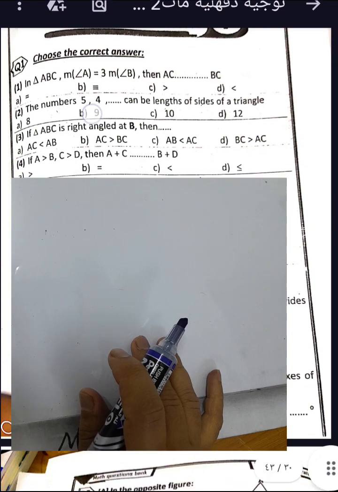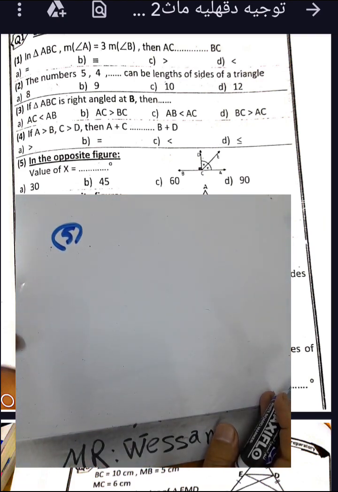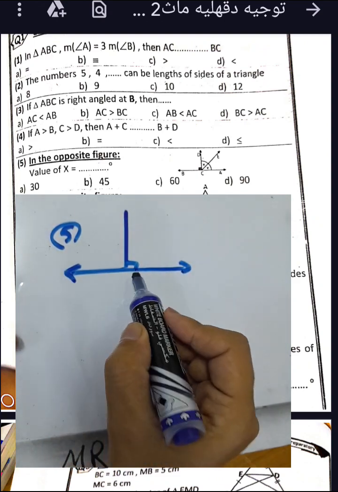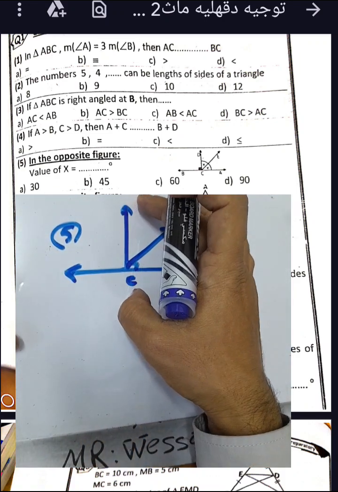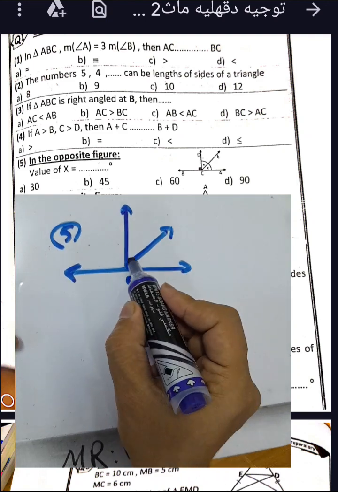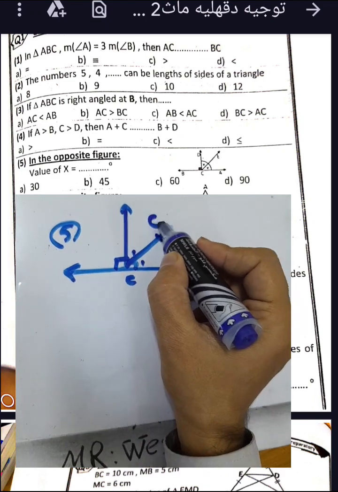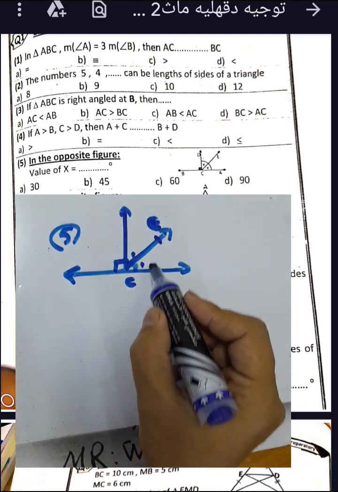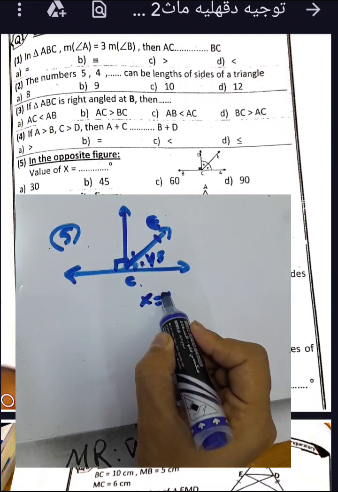Next question, number 5. In the opposite figure, we want to find the value of x. We have here side lengths, and we have the ray, a straight line, and this ray is perpendicular to the base. Then this ray CE bisects angle C into two equal angles. 90 divided by 2 will be 45. Then the measure of angle x will be 45 degrees.